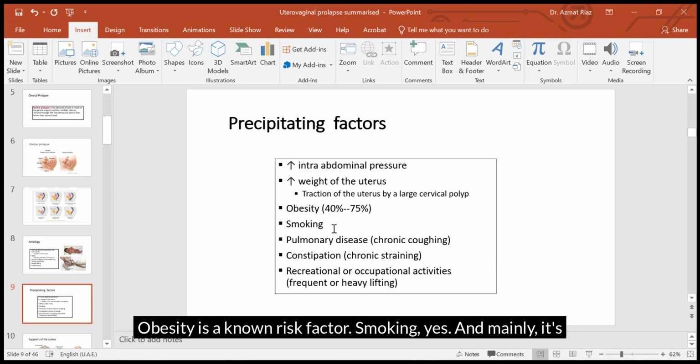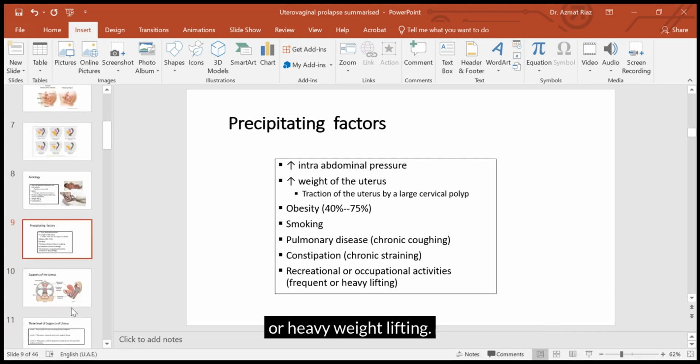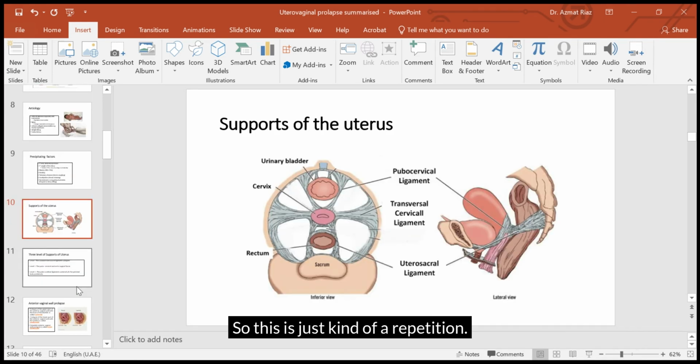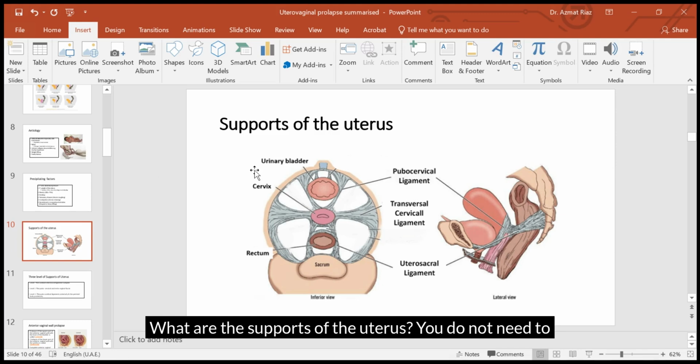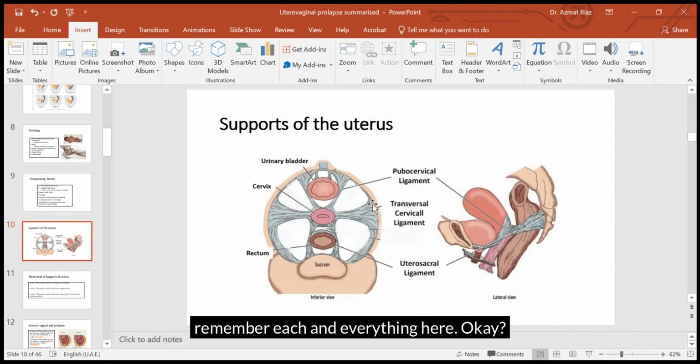Smoking may be associated with weakening of the connective tissue, but mainly it is associated with chronic cough, pulmonary disease, and chronic constipation because of chronic straining, and recreational or occupational activities like frequent or heavy weightlifting. This is just a repetition. What are the supports of the uterus? You do not need to remember each and everything here.